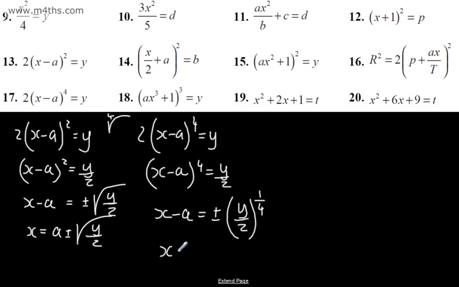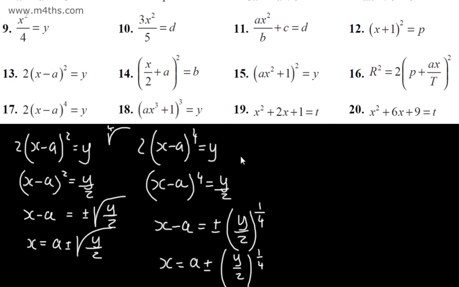So what we're going to have, add the a to both sides: a plus or minus (y over 2) to the power of 1/4. If that had been the 3rd or the 5th or the 7th, we only have one answer. We don't have a plus or minus.